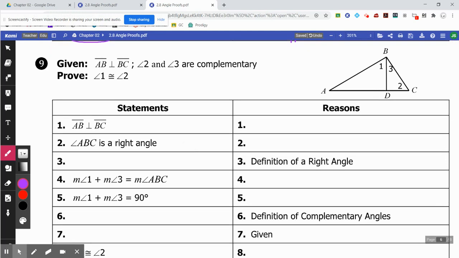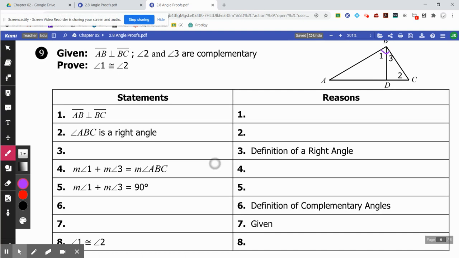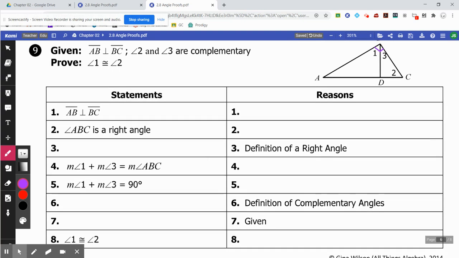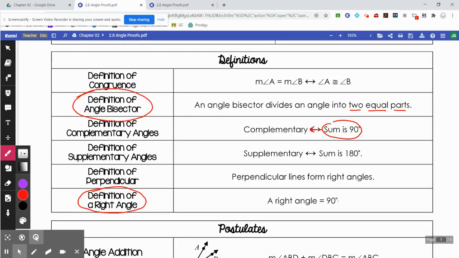Okay, and number 9 tells us first off that AB is perpendicular to BC. So there is AB and BC, which would be right here. They're perpendicular. 2 and 3 are complementary, meaning that they add up to 90. So now let's try to prove that angles 1 and 2 are the same by filling out the proof. So we're given, again, that AB is perpendicular to BC.